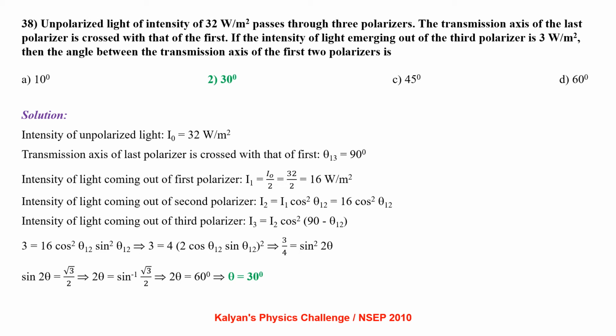Intensity of light coming out of the second polarizer I2 equals I1 cos square theta 12, so 16 cos square theta 12. I3 equals I2 times cos square (90 minus theta 12), since first and third polarizers are perpendicular to each other. The angle between second and third polarizer will be 90 minus theta 12. Upon simplification, we get theta equals 30 degrees.